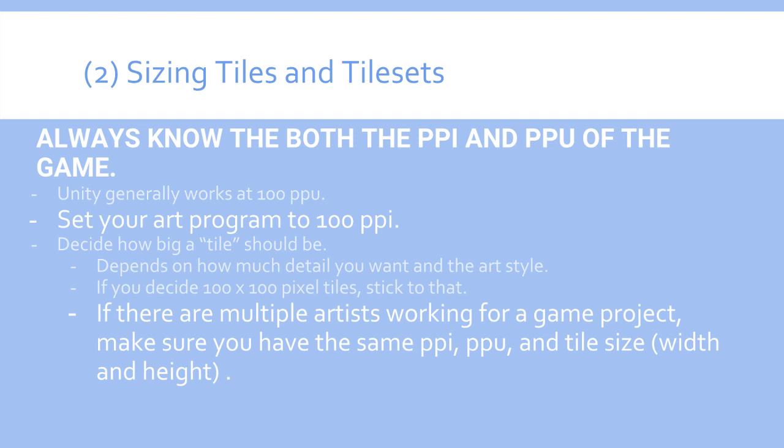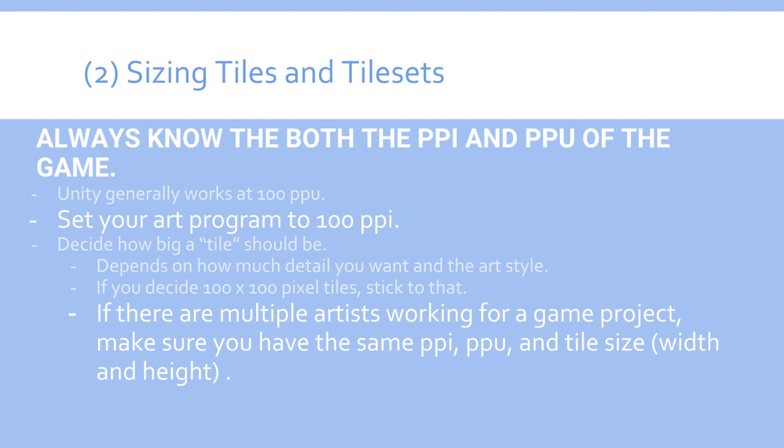For the purposes of Unity though, and for most screens, it's 100 PPI, 100 pixels per inch. So if your game doesn't scale, which it usually won't, it won't zoom in or anything, you want to keep the PPI of your assets the same as the PPI of the TV screen or the monitor, which is going to be 100 PPI.